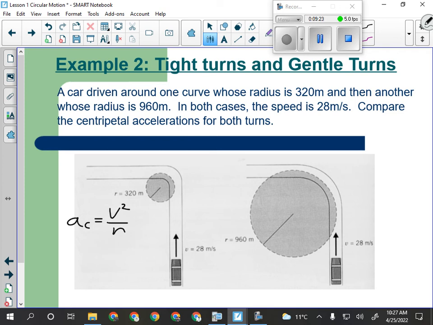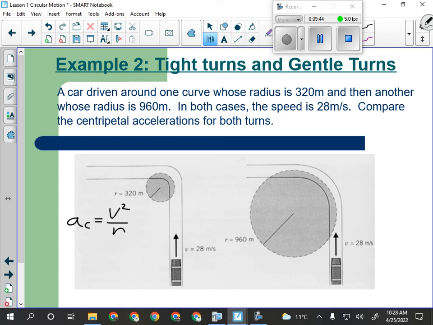3 times less. Remember, the centripetal acceleration is v squared over r. V's not changing. I'm taking both corners at 28 meters per second. But the second corner is 3 times larger, so r is 3 times larger in that situation than this one. So the centripetal acceleration I would feel will be 3 times less.